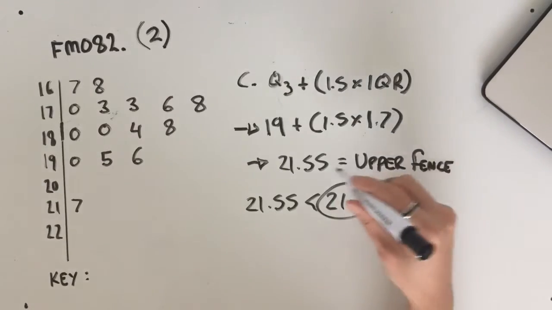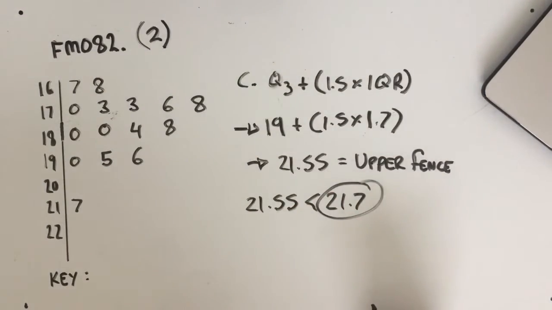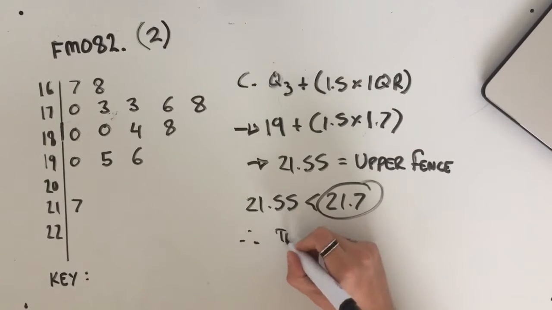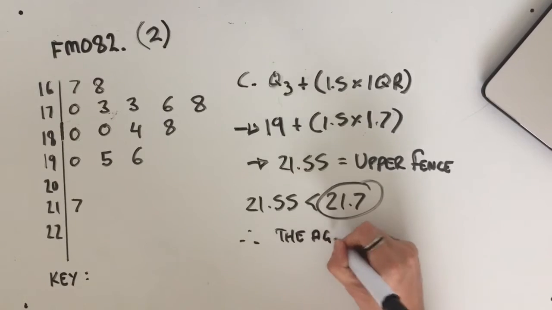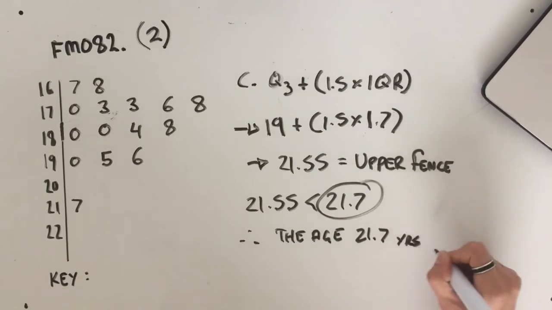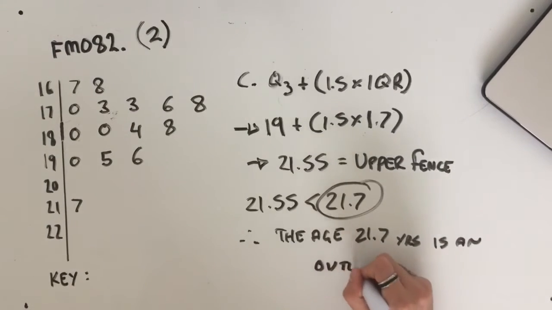Then showing that since this upper fence is less than the value that they've specified, 21.7 years, the age 21.7 years is an outlier.